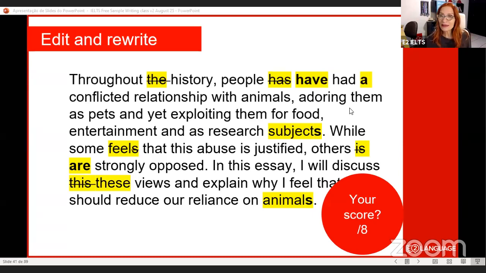Why a conflicted relationship? Relationship is a noun. Conflicted is the adjective here. So you need the ed to indicate that conflict here is not a verb but an adjective.